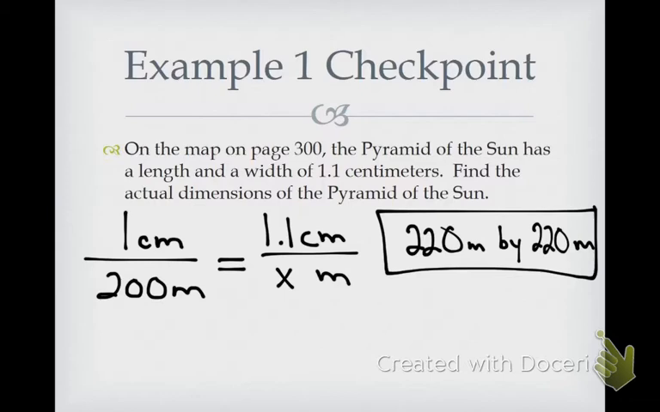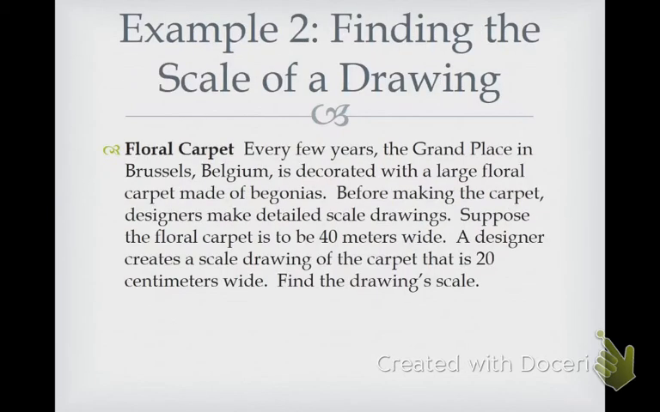Okay, so now in example 2, we're just going to shift gears a little bit. In example 1, we were finding the actual distance. Now in example 2, we have that information, but now we're going to try to find the scale. Here it says every few years the Grand Place in Brussels, Belgium is decorated with a large floral carpet made of begonias. So it's literally like a carpet that you would walk on, but it's made out of flowers.